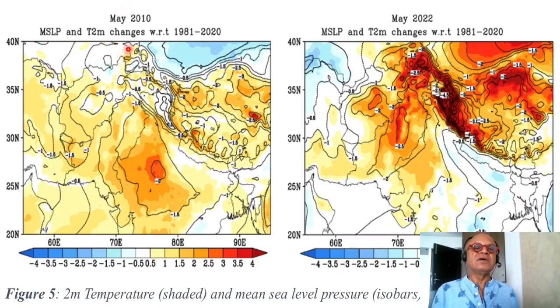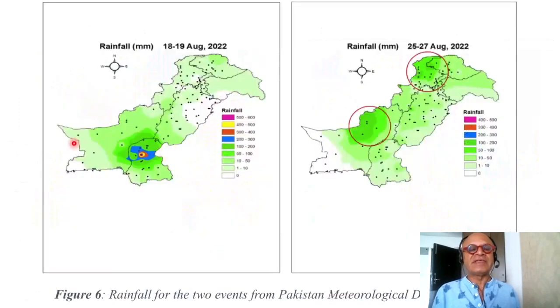So the May heat wave, or the excess warm temperatures, lead to heavy rains in June, July. So that's invoked as one of the possible causes in May 2022 as well as for May 2010. These are the rainfall for two systems from the Pakistan Meteorological Department from two events. So this is the 18 to 19 July, 18 to 19 August 2022.